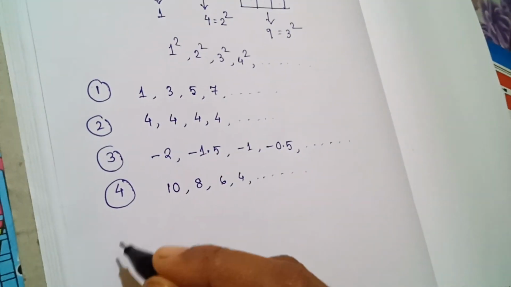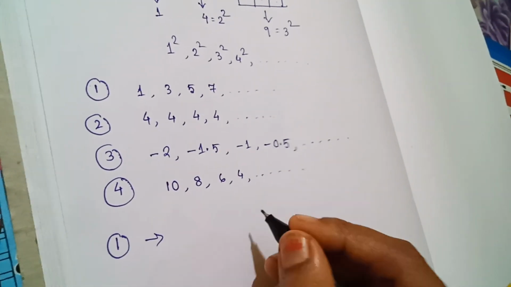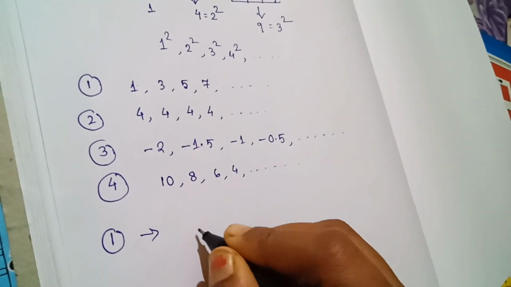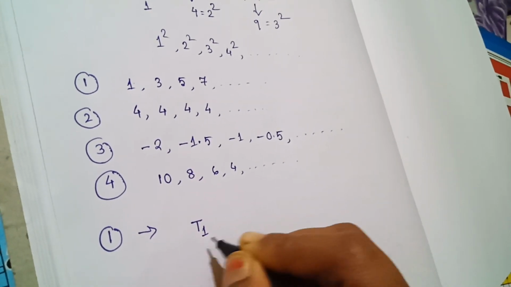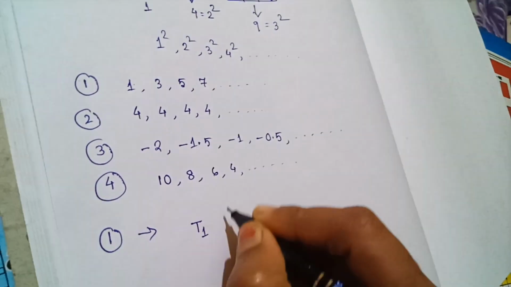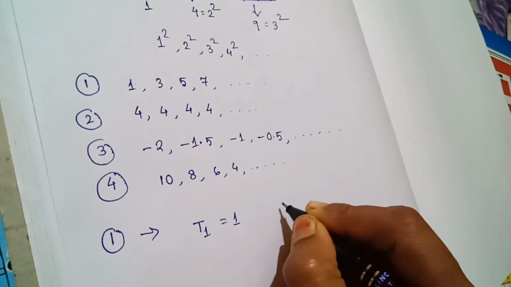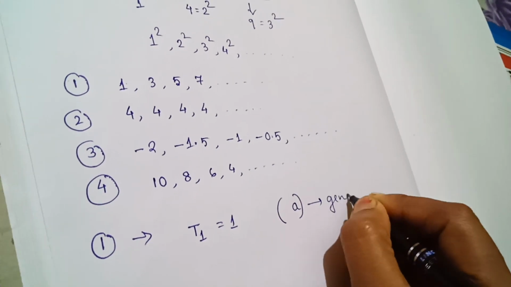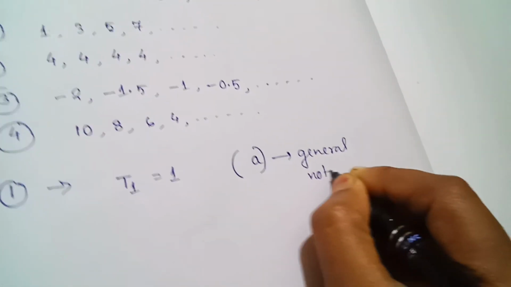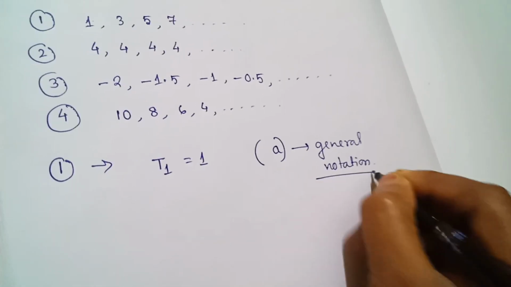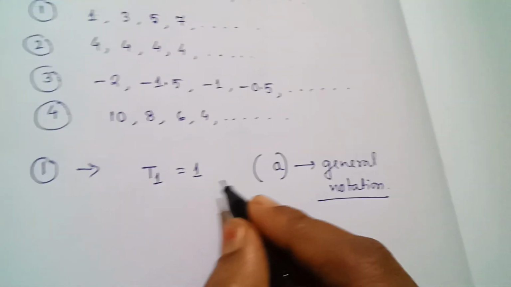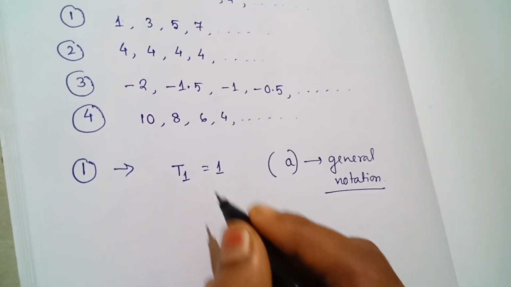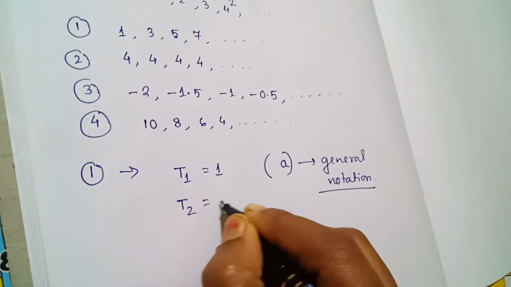Now we will analyze number 1. So what are we getting? Look, always for this the first term, that means T1, what is it here? It's 1. The first term's general notation is A. This is the general notation. Okay. So the first term is A and that is T1. T1 means first term. T2 means what? T2 means 3.